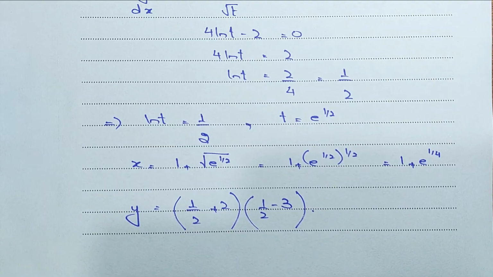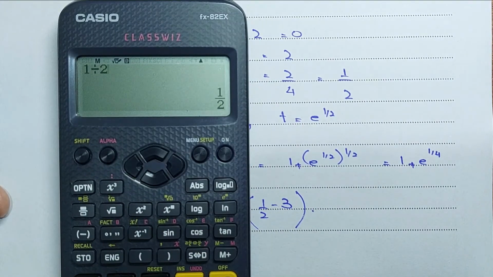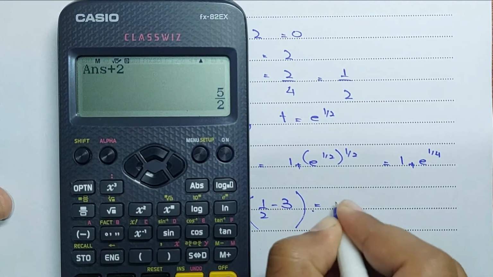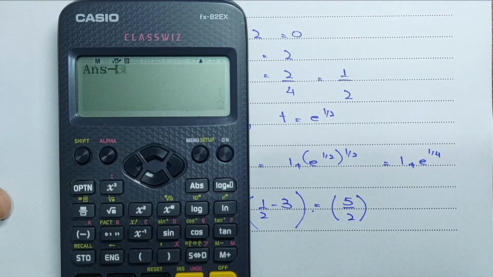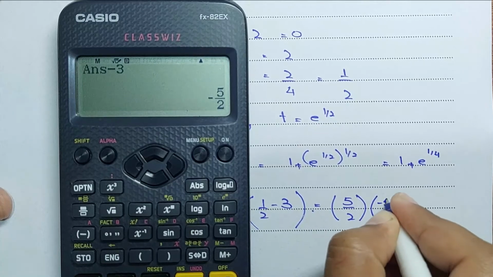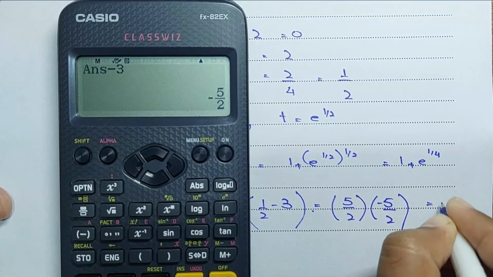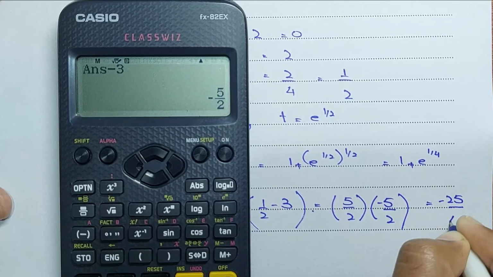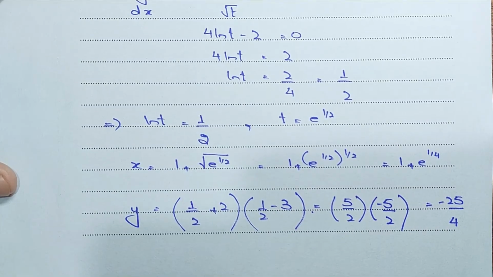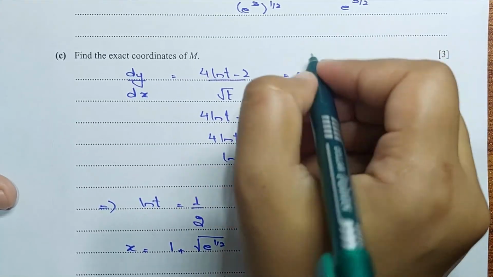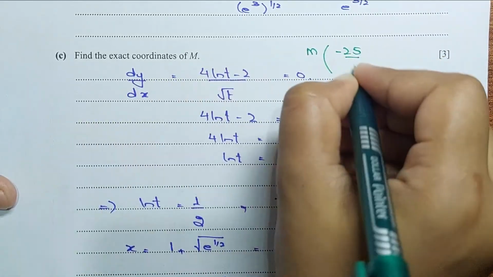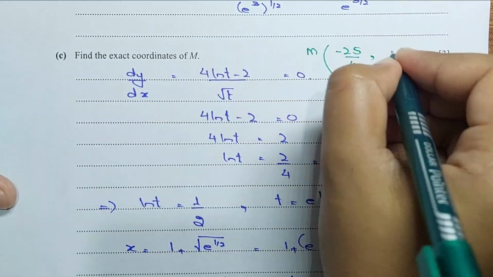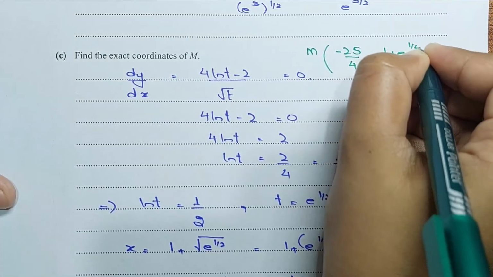Okay, 1 by 2 plus 2 is 5 by 2. And 1 by 2 minus 3 is minus 5 by 2. 5 times 5 is 25, 2 times 2 would be 4. So these are the exact coordinates of M. Let me write this down. The exact coordinates of M are: the x coordinate is minus 25 over 4, and the y coordinate is 1 plus e to the power 1 by 4.